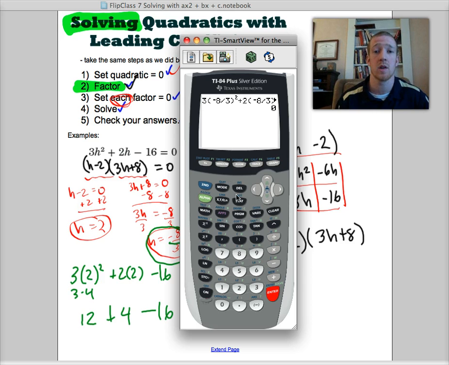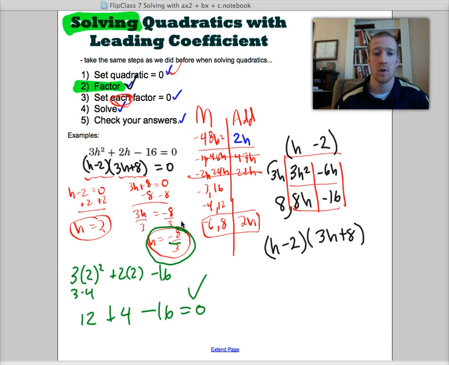So if you have this kind of calculator and you want to see other ways to check your answers, please see me sometime outside of class, and I'd be happy to show you how to use this calculator. So we've checked both our answers. We've done everything. We've completely solved this problem.